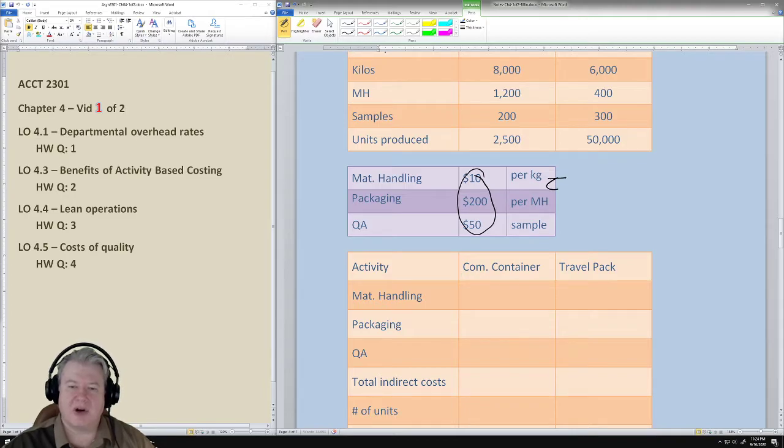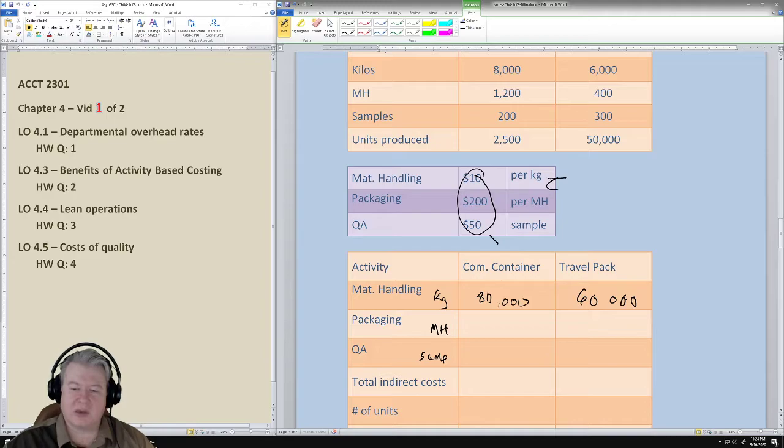So material handling is $10 per kilogram, and there's 8,000 kilos. So 10 times 8,000, that's going to be 80,000. 10 times 6,000, that's going to be 60,000, and so on and so forth. Just remember that material handling is according to kilograms, packaging is according to machine hour, and QA is according to samples. In other words, you want to make sure you match up the right allocation rate to the right amount.